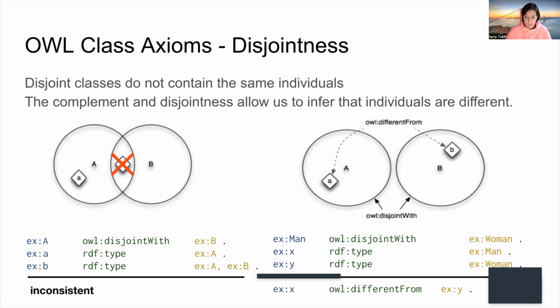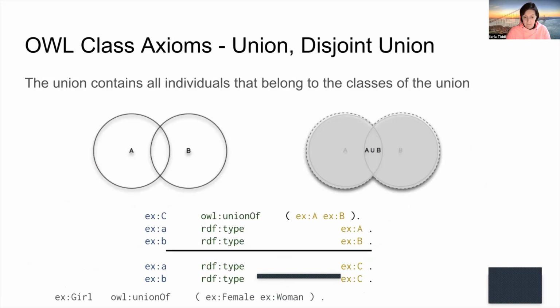If you declare that man is disjoint with woman, and that X is of RDF type man and Y is of RDF type woman, then the reasoner will infer that X and Y are different from each other. Recall the use of different from, which is a special keyword that the reasoner uses to distinguish between individuals.